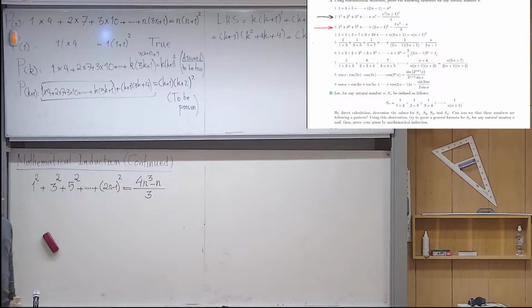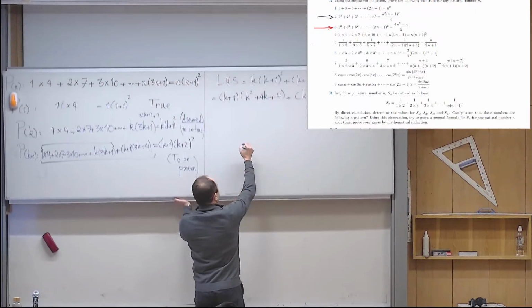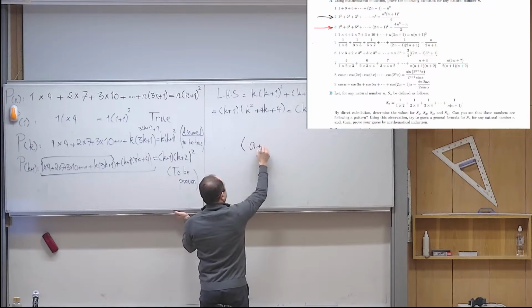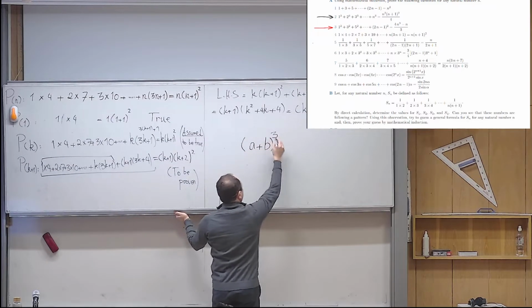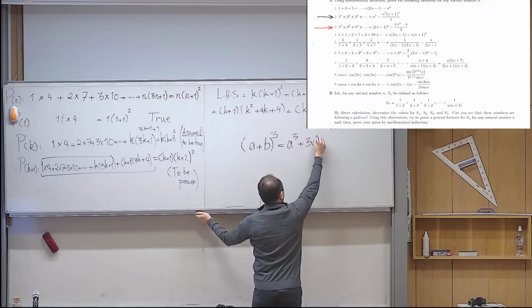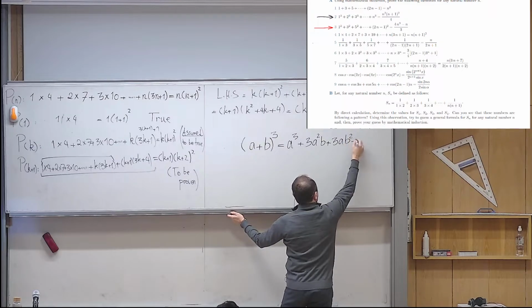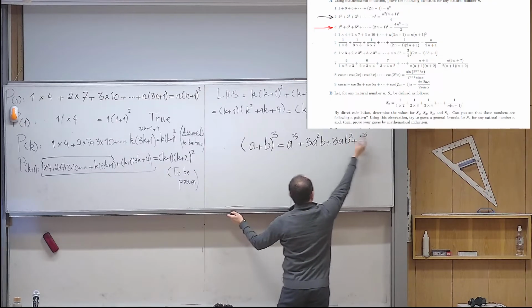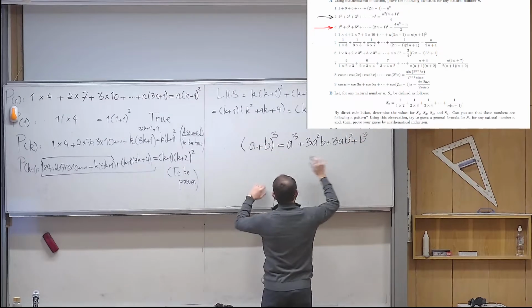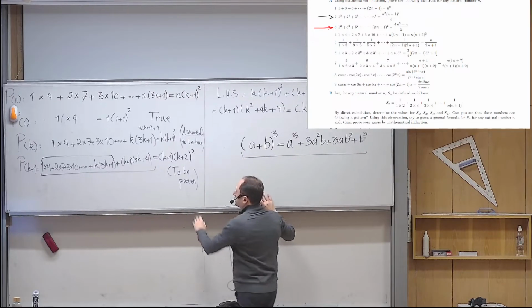For number 2, if you are interested, you might need this formula. So let me write this. This is in the formula sheet. If you have a plus b to power 3, then this becomes a to the 3 plus 3a squared b plus 3ab squared plus b cubed. So this formula is also always in the formula sheet, but you might be able to use it sometimes. So here, for example, I think you will need this formula.